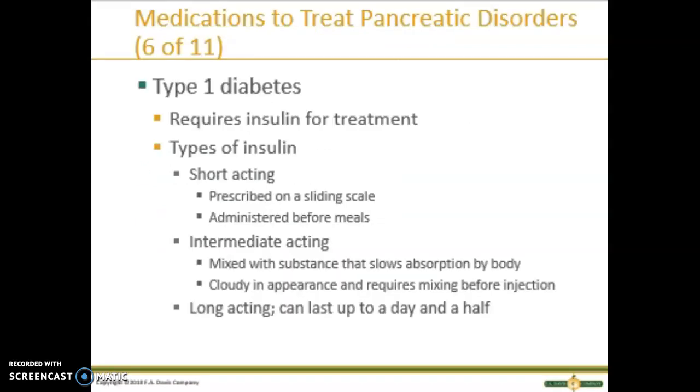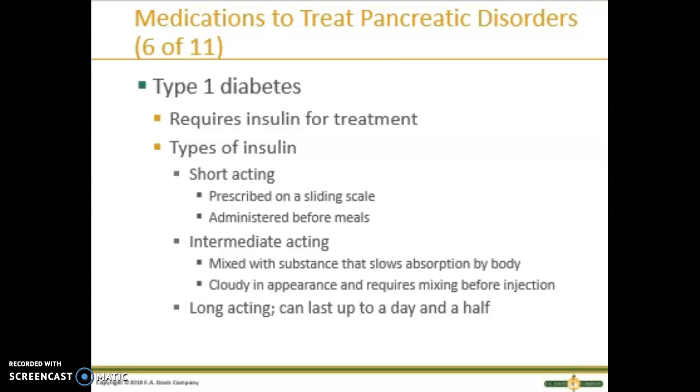Let's talk a little bit more about medications that treat type 1 diabetes. Type 1 diabetes, again, does require insulin for treatment, and there are types of insulin. Short acting is prescribed on a sliding scale. What a sliding scale means is the dosage given depends on the actual assessed blood sugar, and it is administered before meals.